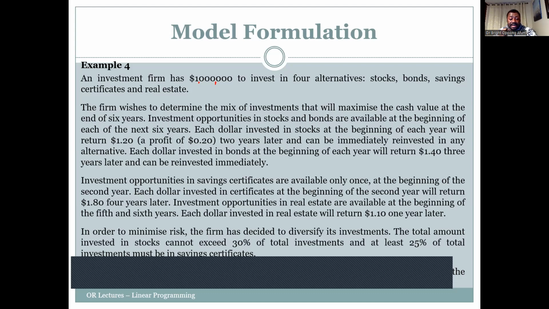Now, in order to minimize risks, the firm has decided to diversify its investments. The total amount invested in stocks cannot exceed 30% of total investments, and at least 25% of total investment must be in savings certificates. So the management of the firm wishes to determine the optimal mix of investments in the various alternatives that will maximize the amount of cash at the end of the 6 years. So this is a typical investment problem. That's an application of operation research or linear programming in the financial sector.